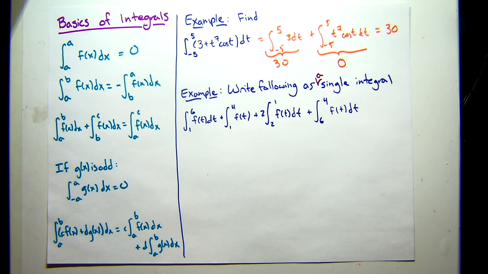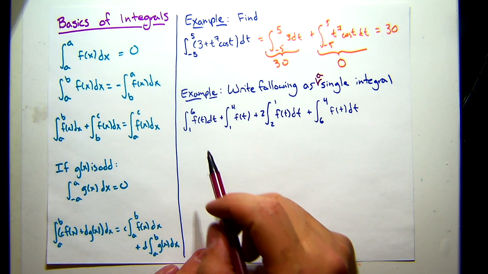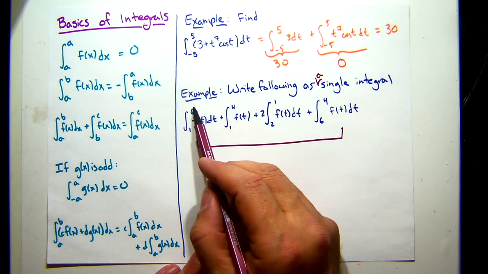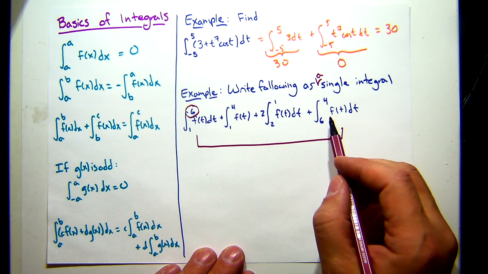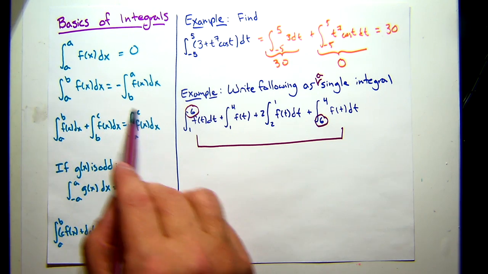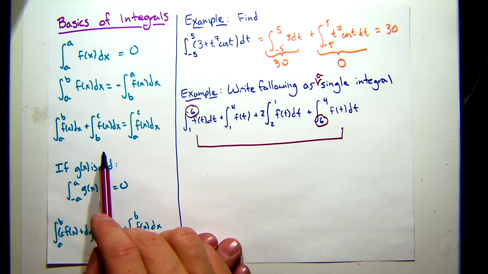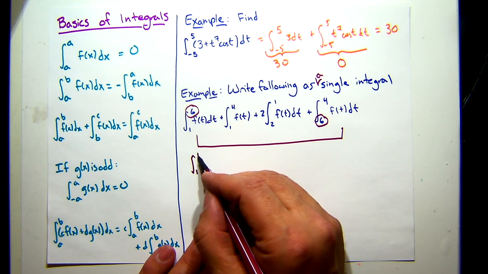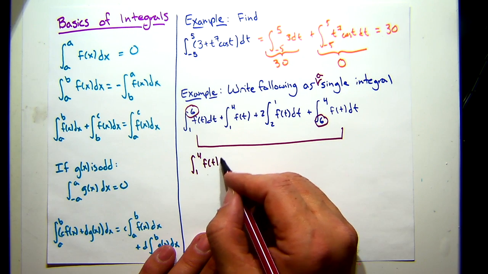Well, what are things we can start seeing right away? One thing I can see right away is that if I compare these two, notice that the top bound on the first one matches the lower bound on the second one. So that fits into this criterion over on the left. The integral from a to b plus the integral from b to c is the integral from a to c. So I can combine those two to 1 to 4.